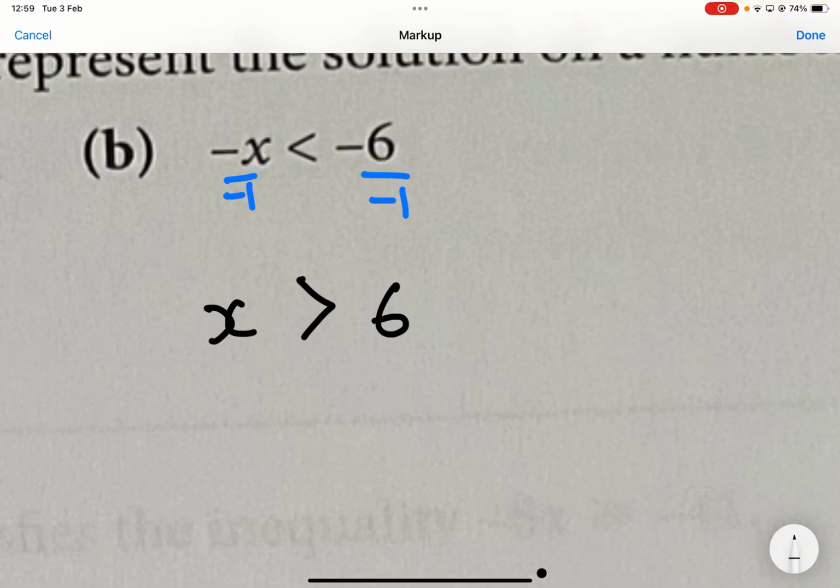Okay? X can be 8. Then negative 8 will be smaller than negative 6. X can be positive 10. 10 is bigger than 6, so negative 10 is also smaller than negative 6. So whatever we write here will make this one correct. That is solving inequality. Okay?